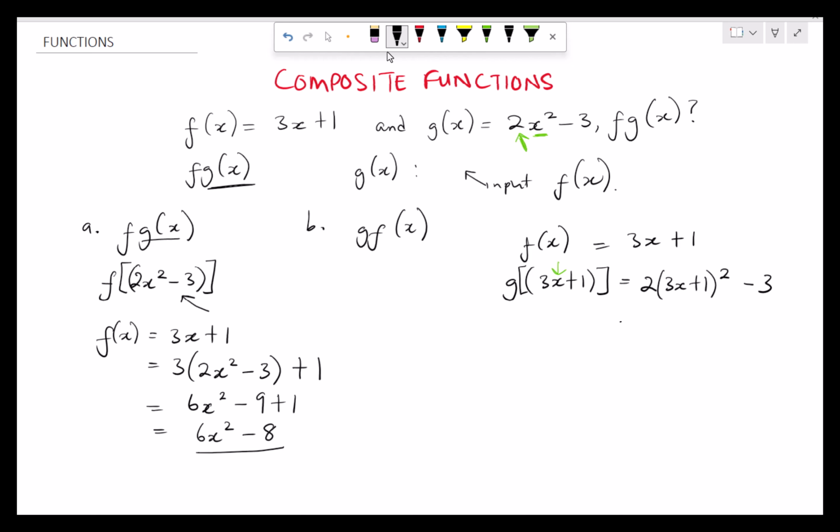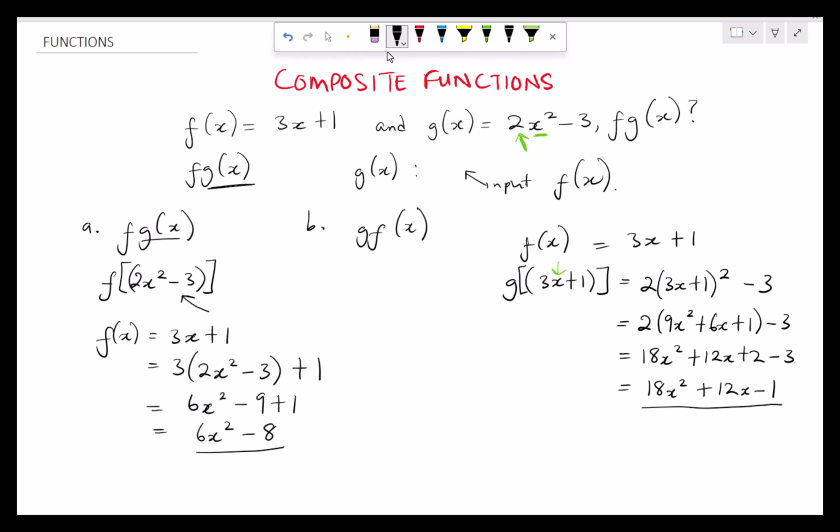So we're going to expand this. We'll remain with 2 on the outside. And then we have 9x squared plus 6x plus 1 minus 3. And expanding this, we have 18x squared plus 12x plus 2 minus 3. We end up with 18x squared plus 12x minus 1. So that is how we perform composite functions.